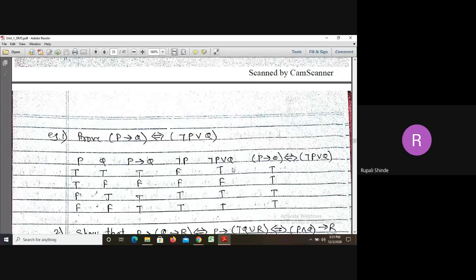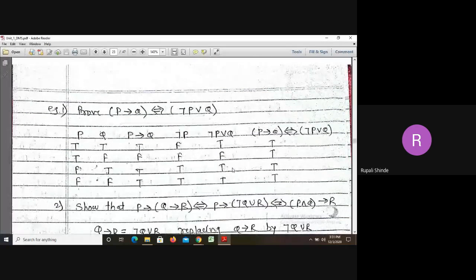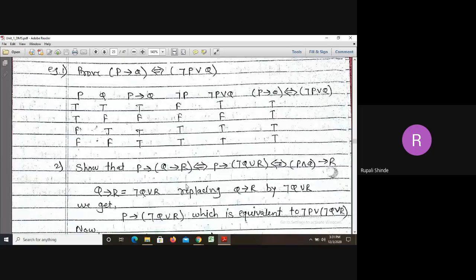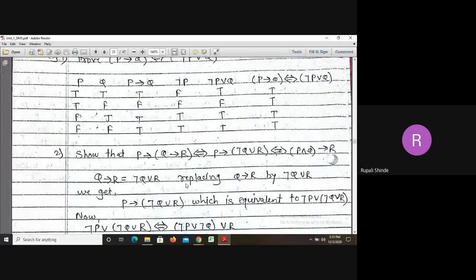So this is the example where we have proved this equivalence by truth table. Now sometimes they may ask you to prove this equivalence without constructing a truth table. At that time we have to use some formulas and prove it. So likewise here, in the second example they have given: show that P conditional (Q conditional R) is equivalent to P conditional (negation Q or R), which is equivalent to (P and Q) conditional R.